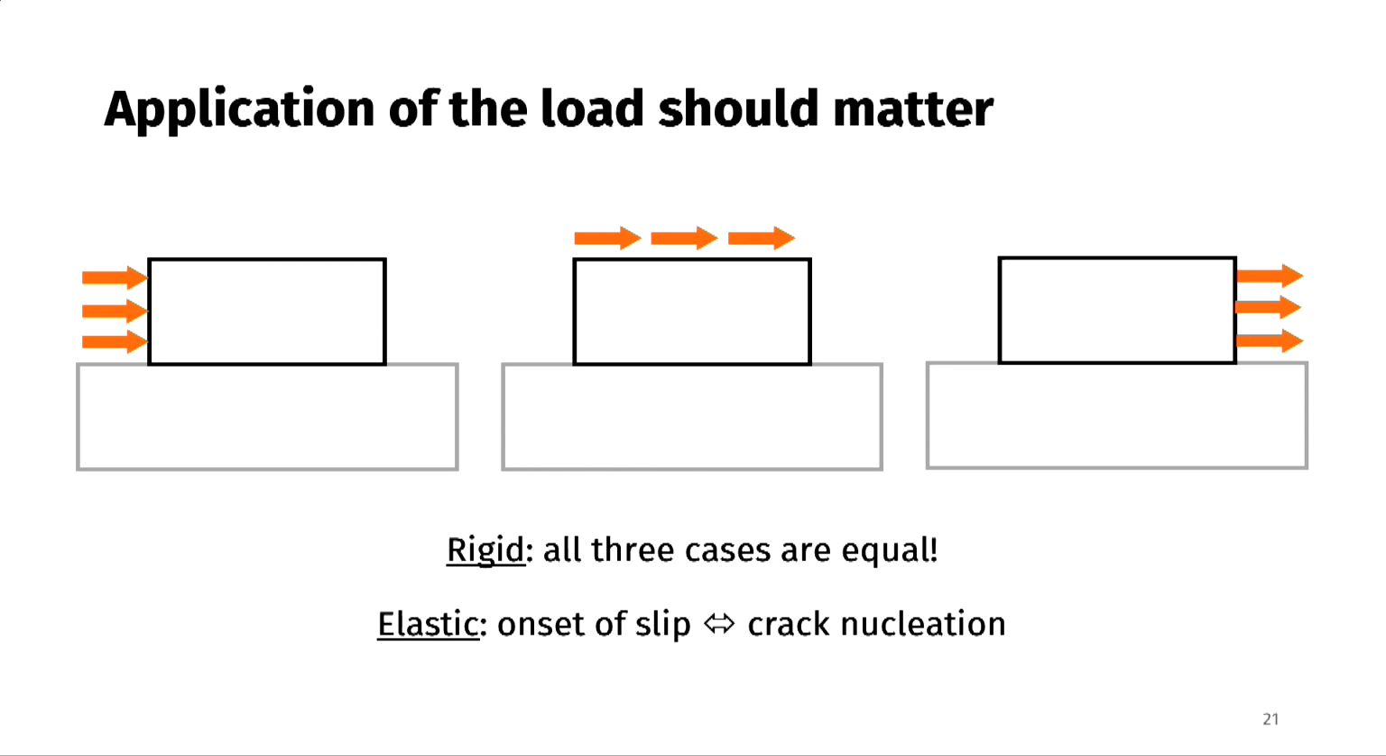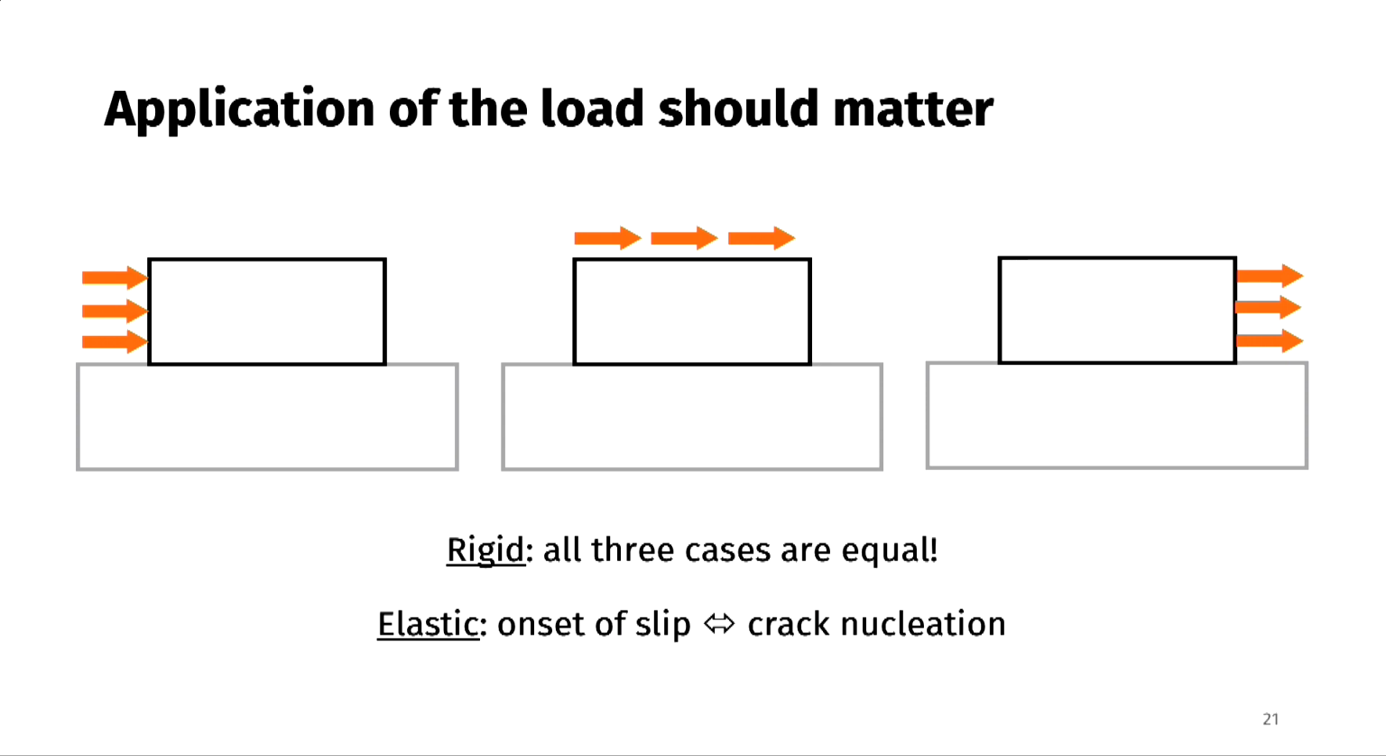Okay? The bottom body is always rigid. If the body on top was rigid, then all three cases are identical. It doesn't matter, right? The net force will be on the right. If you're applying a displacement, the net displacement will be to the right. And it will be integrated over the entire body. If you apply small amounts of displacement here and everywhere, it adds up. So for a rigid body, the three cases are absolutely identical. They're not analogous, they're identical.